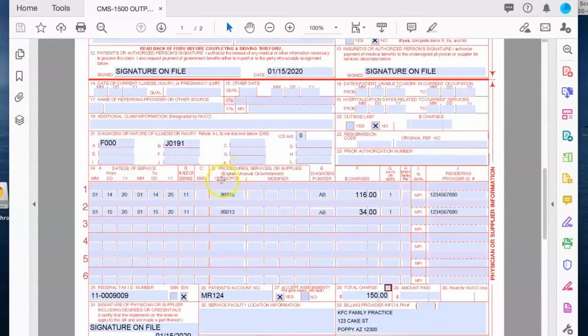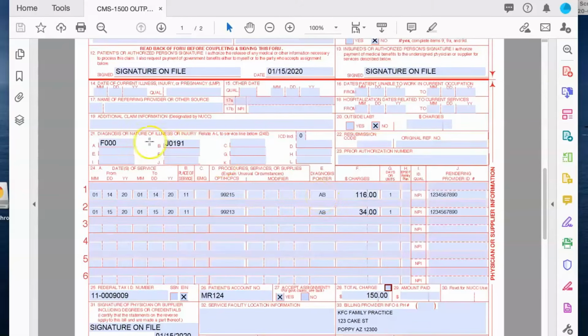24D, Procedure Services or Supplies, CPT/HCPCS. We rarely say HCPCS. You'll always hear HCPCS code. 99215 is the procedure code we've entered. It is a CPT code. We did not enter a modifier for this example. Modifiers are 2-digit or alphanumeric codes.